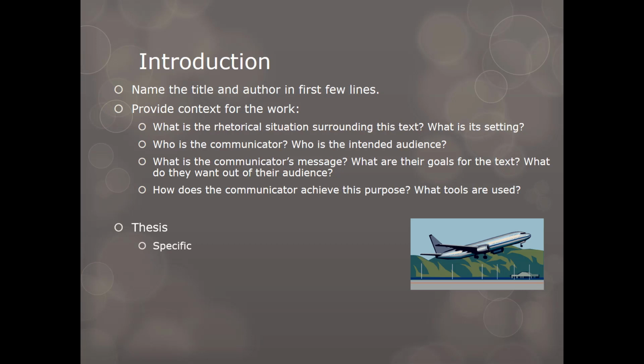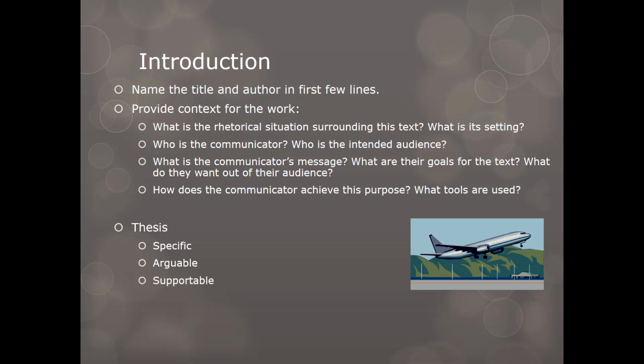So we want them to focus on specific elements. They need to be arguable. So in other words, remember that we don't want a statement of fact. If you just said, this person wrote this article and used pathos, that's a statement of fact. That doesn't necessarily, or in that case, would not make an argument. We need to make an argument about how, why, and how well those different tools and rhetorical strategies are used.